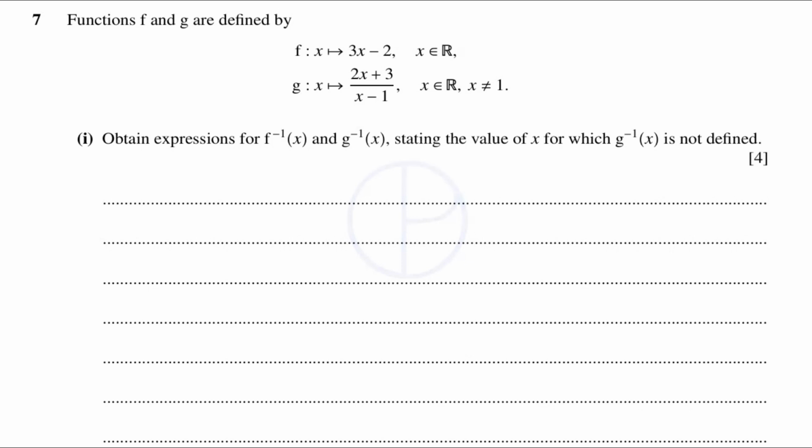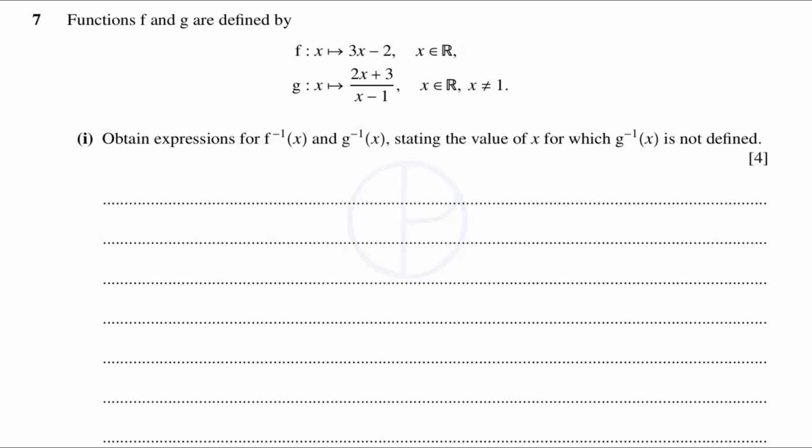Functions f and g are defined by f(x) = 3x minus 2 and g(x) = (2x plus 3) divided by (x minus 1). Obtain expressions for f inverse of x and g inverse of x, stating the value of x for which g inverse of x is not defined. So we need to find the expression for f inverse of x and g inverse of x.